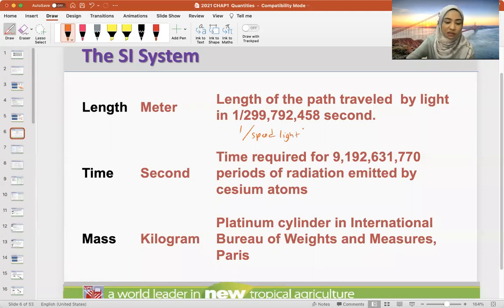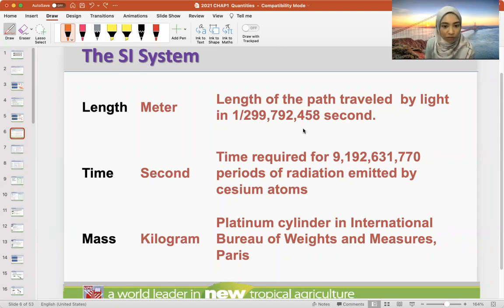But do we care about this? No, not really. I just want to know length is meter. But the point of this slide is that the base quantities are not defined randomly. They have their own reason why they are called that way. But we won't go into that.